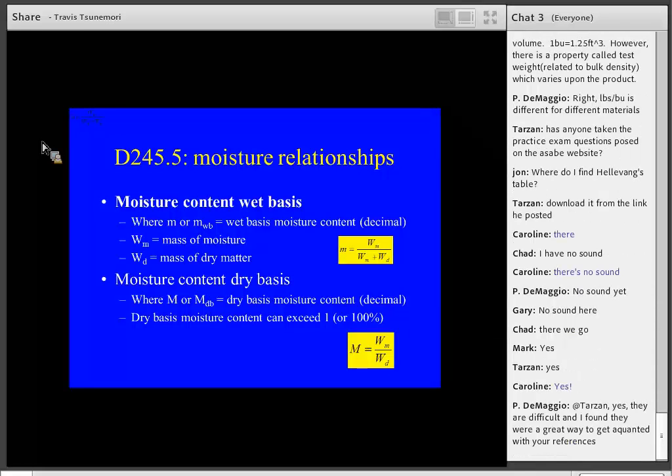Moisture content on a dry basis is a little different. It is WM divided by WD. And strangely enough, whereas the moisture content on a wet basis is somewhere between 0 and 100%, it can't be over 100%, the dry basis moisture content can be more than 100%, so to speak. It can be more than the number 1. If you have a fairly wet material, then the amount of water mass is greater than the amount of dry mass, so therefore the moisture content is greater than 1, greater than 100%. So it's a little bit weird. Dry basis moisture content, got to be careful of that.